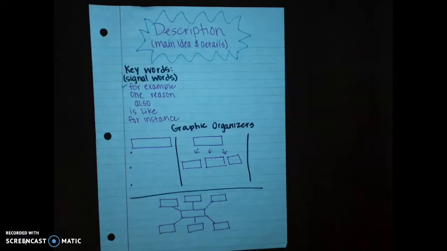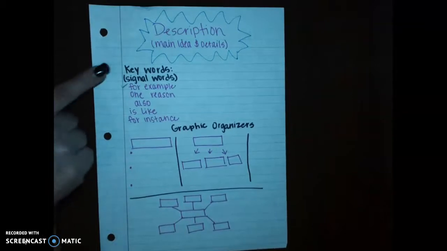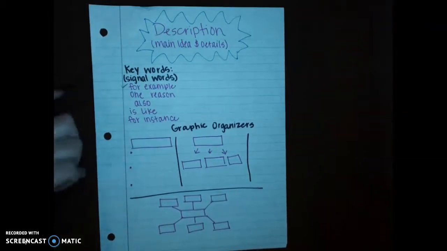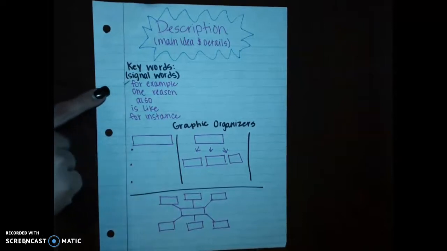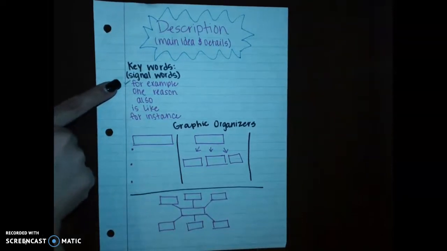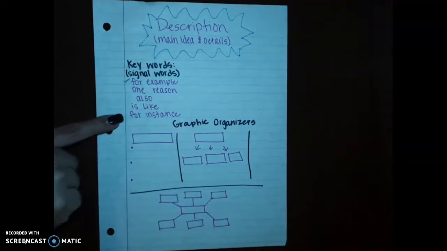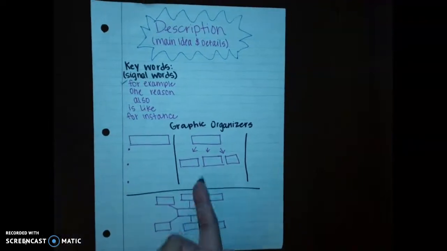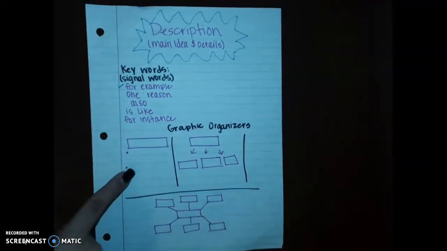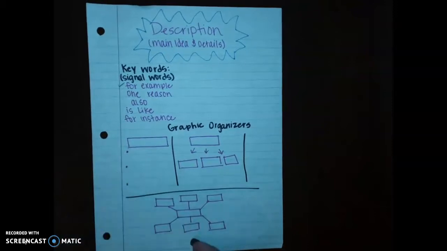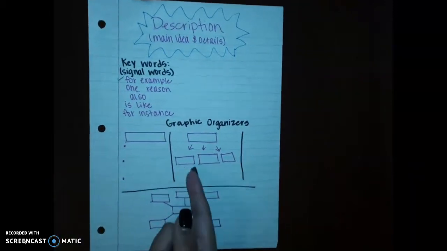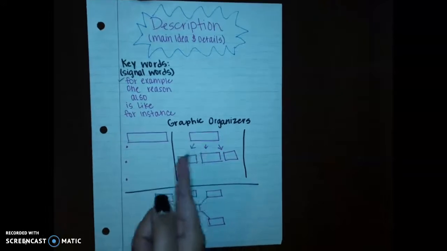Next, we have description, main idea and details. So this is the one we just did a couple days ago. So description, you're giving the main idea in the intro or the beginning, and then your details are within the text, using the words for example, one reason, also, is like, and for instance. And here are your graphic organizers. That's going to be your boxes and bullets, your brainstorming web, and then your main idea and detail web.